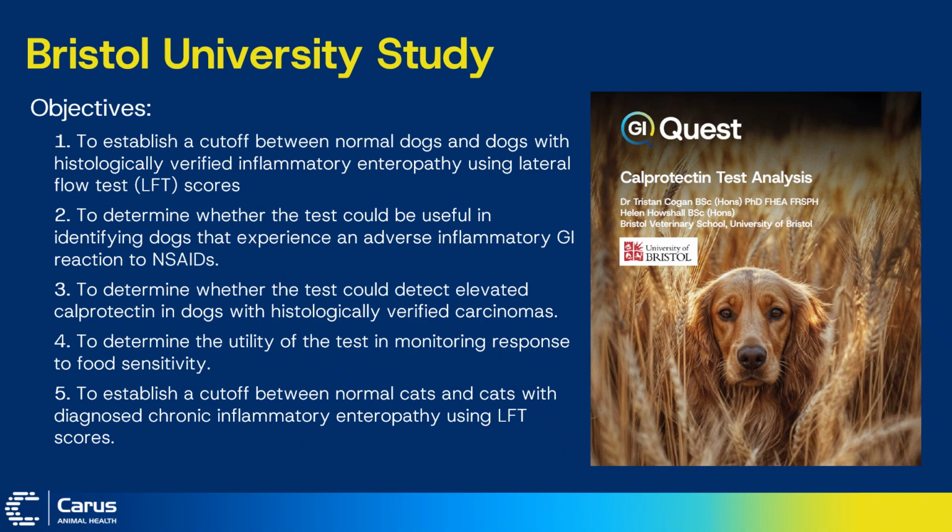So once GIQuest had been developed, it was really important for us to validate it, which we did alongside Bristol University with Dr. Tristan Kogan, Helen Hauschel, and Christina Maunder. Our objectives were to establish a cutoff for dogs and cats between normal and inflammatory enteropathy, as well as determine whether the test could be useful in identifying dogs with adverse GI reactions to NSAIDs, whether it would be increased in dogs with carcinomas, and also to monitor response to a diet trial.